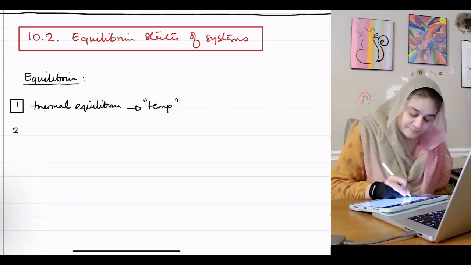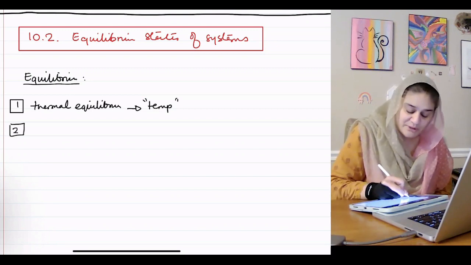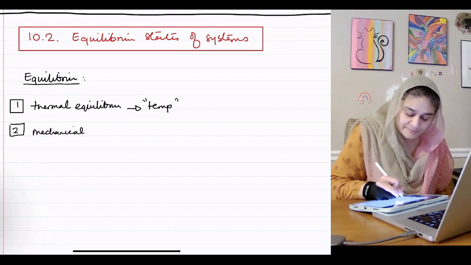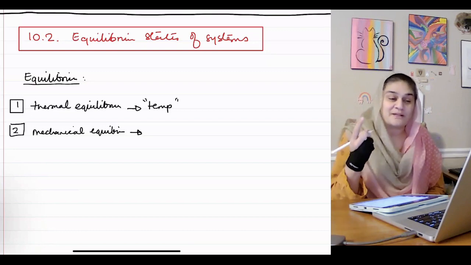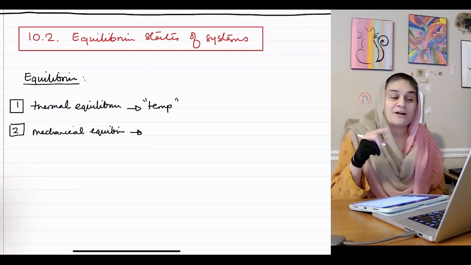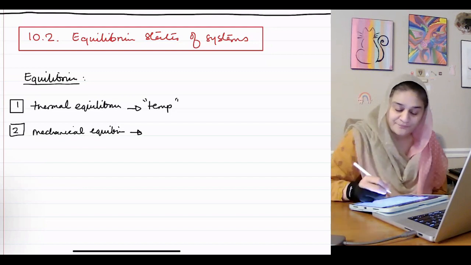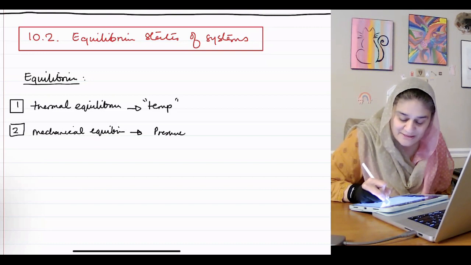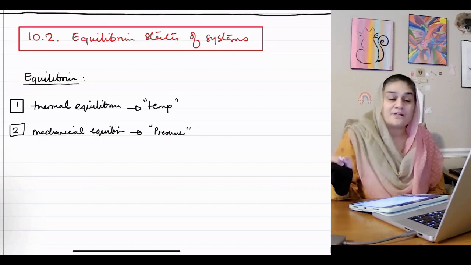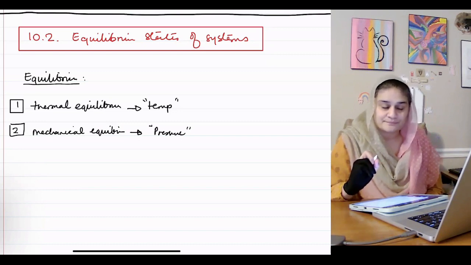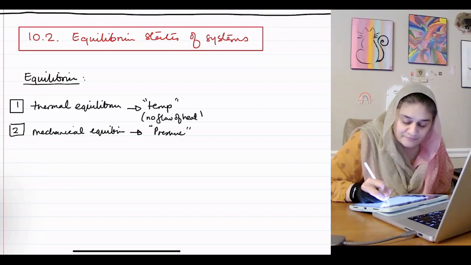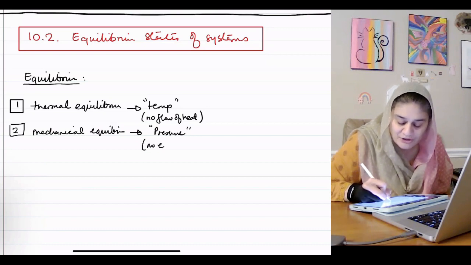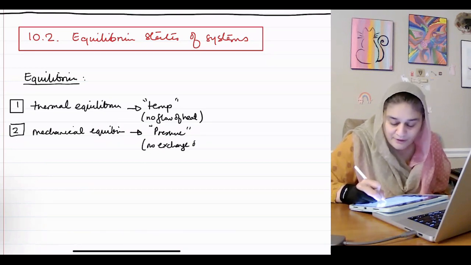Number two, we have discussed mechanical equilibrium. And a system is said to be in mechanical equilibrium when their pressures are the same and there is no exchange of volume. So the thermodynamical identity that is the same is pressure, and there is no exchange of volume. So here it was no flow of heat, and here there is no exchange of volume.